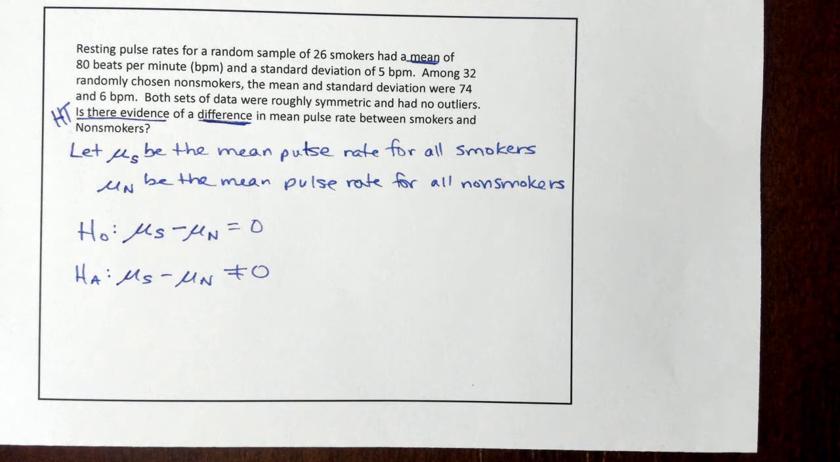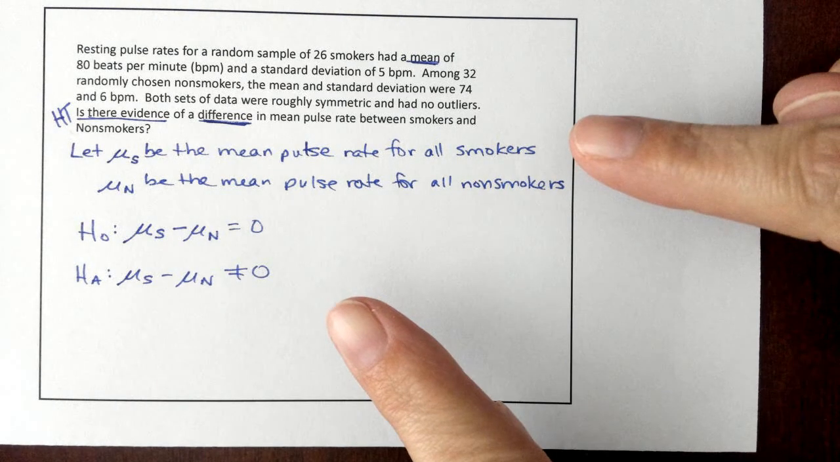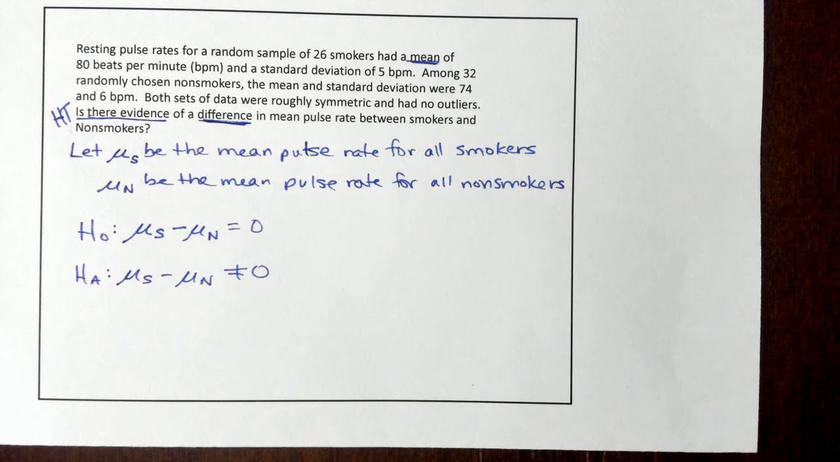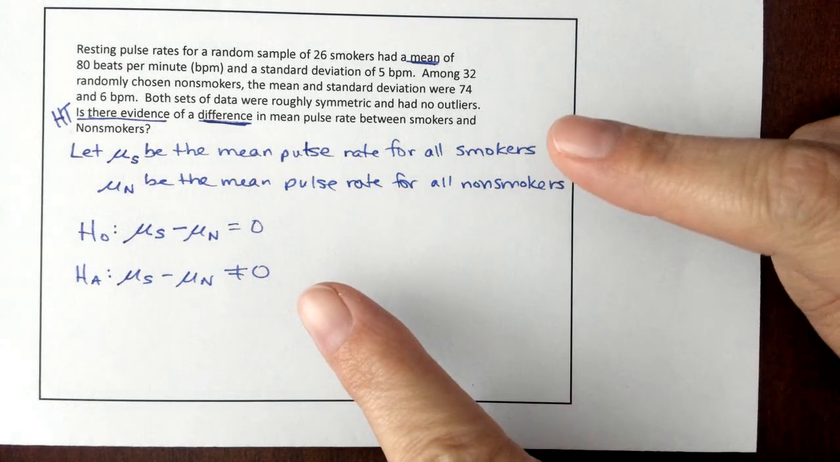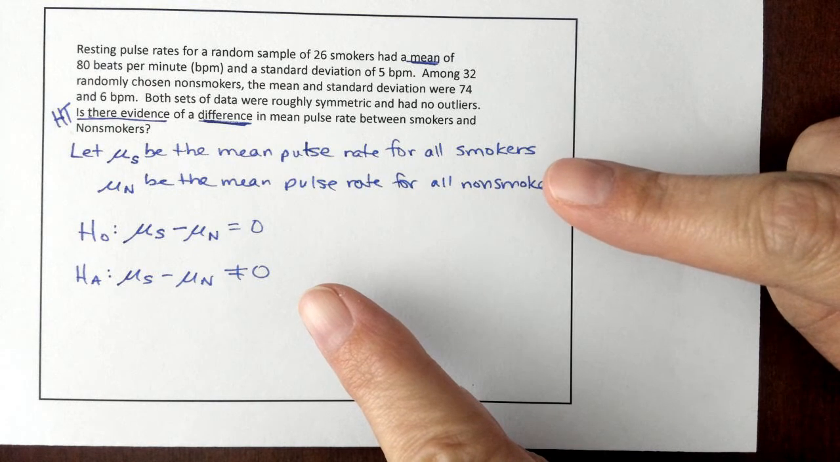On your hypotheses, this is all you write. Do not make a list of numbers. Do not make a list of statistics. That's going to get you in trouble because you're communicating that you don't really know what you're talking about. This is all I should see on hypotheses. Okay.